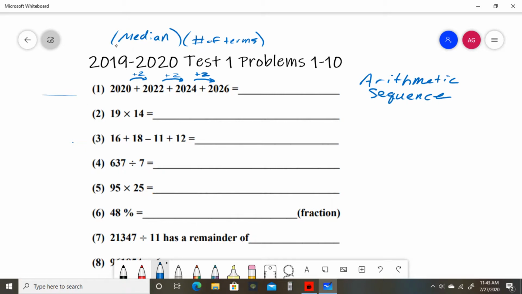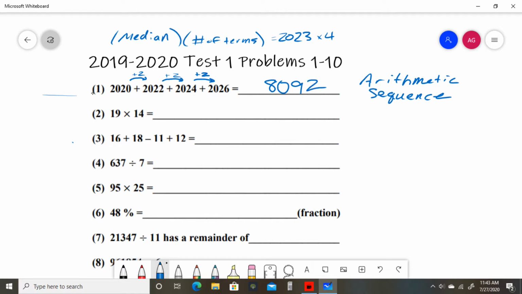To find the median, you just have to find whatever number's in the middle here. Halfway in between 2022 and 2024, our median is going to be 2023. And we have 4 terms. And so the sum is going to be 2023 multiplied by 4, which is 8,092.